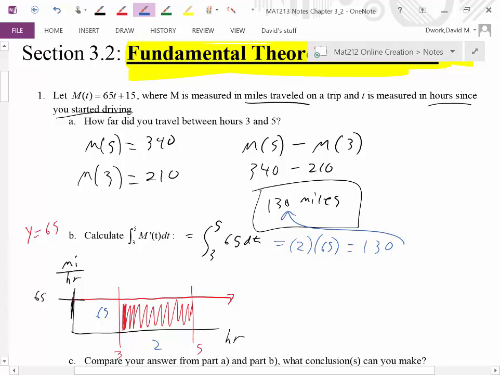Whoa, look at that, 130 miles. Okay, I'm pretending a little bit. I knew that was the answer. Does it make sense? Think about what we learned in the last section. When we find the area under the curve, it's the units of this axis times this axis. So therefore, it's miles per hour times hours, which leaves us with miles.